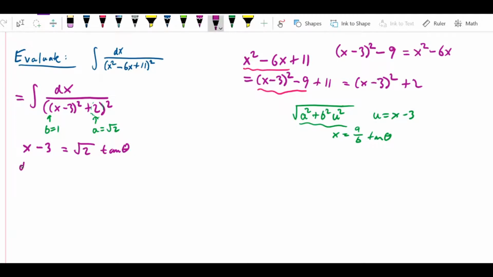So this gives us now the derivative of x minus 3 is equal to the derivative of this expression, which is square root of 2 secant squared theta d theta.